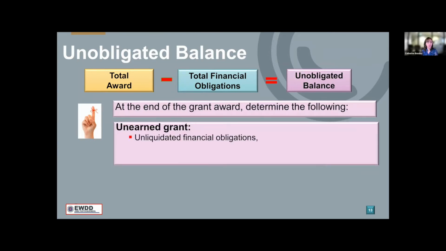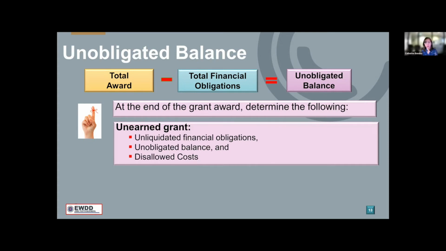Anything that's unliquidated, because you have a contract but you never spent it, or you got an award and you never put it into contracts, that's also an unearned grant. Or if you have any disallowed costs that are not allowable to your grant and you therefore have to pay us back, those are all unearned grants.